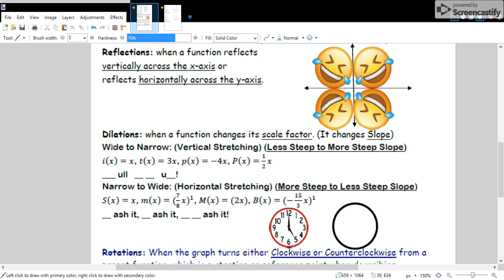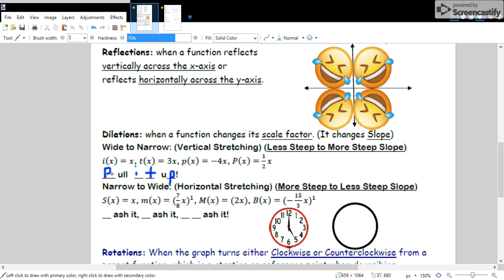So if we look at this, it has wide to narrow. That's vertical stretching. It's going to be less steep to more steep slope. So in this example, write these in order from least to greatest, not looking at the negative signs. So pause the video, see if you can write this secret phrase down here.